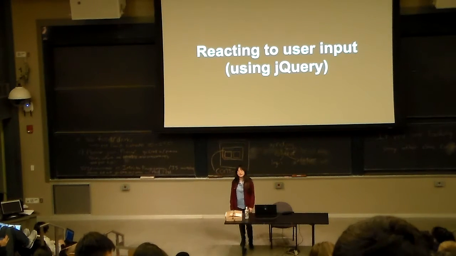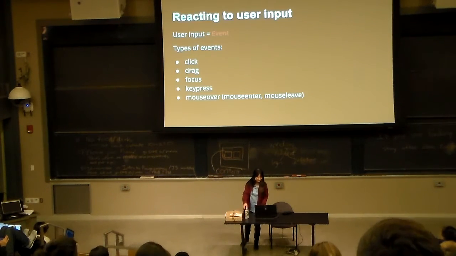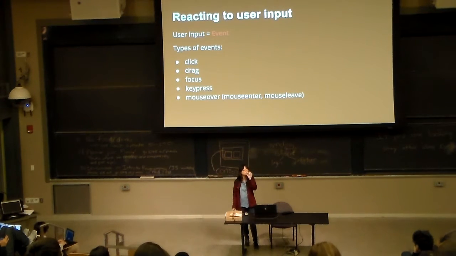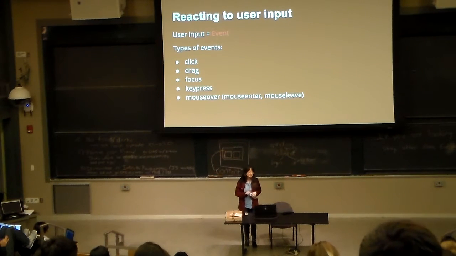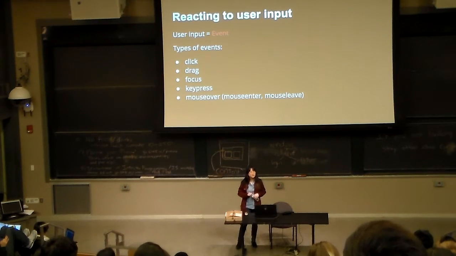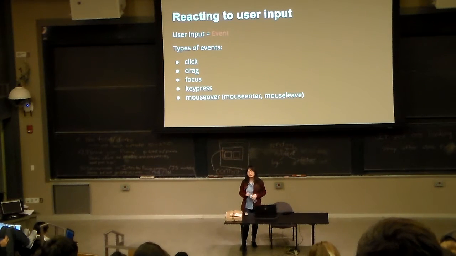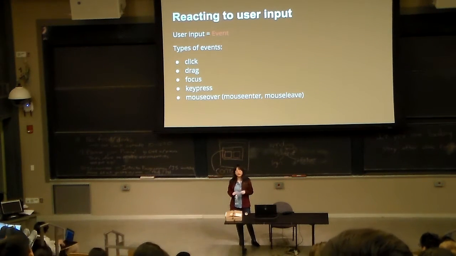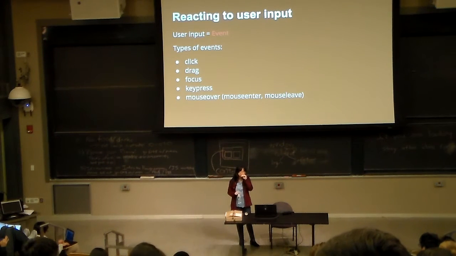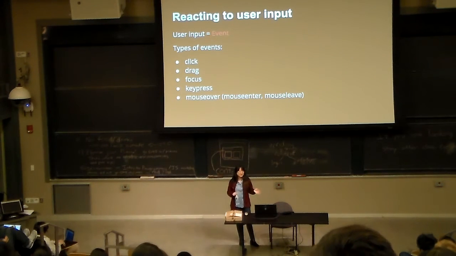So now let's talk about how you would react to a user action. Different types of user actions are called events in jQuery. You can look it up online. There's this huge list of different events a user can make. Some examples are click, drag, focus. Focus is like when you click inside an input box, and that little blinking line comes up. That's when you focus. A key press, like when you press a keyboard, and when you mouse over, like hover over a div, there's actually a mouse enter option when you enter the div, and a mouse leave option.